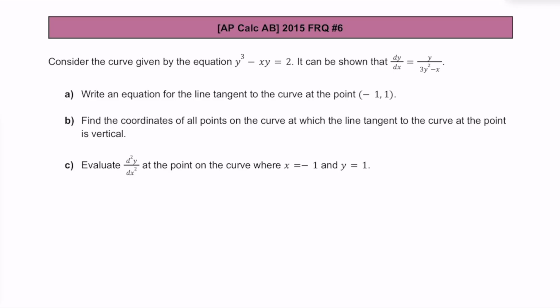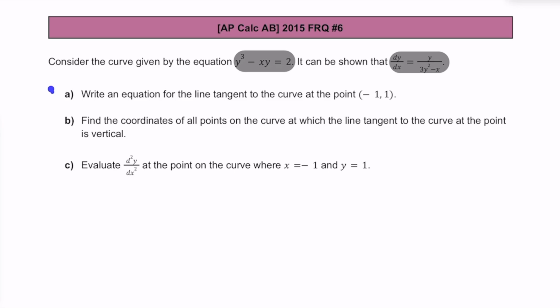In this video, let's take a look at a free response question from 2015 on the AP Calc BC exam, and we're going to be taking a look at number 6 together. So we're going to consider the curve given by the equation y cubed minus xy is equal to 2. And we're also told that it can be shown that dy/dx, or y prime, or the derivative, is going to be y over 3y squared minus x. So we have our original equation, and we also already know what the derivative of it is.